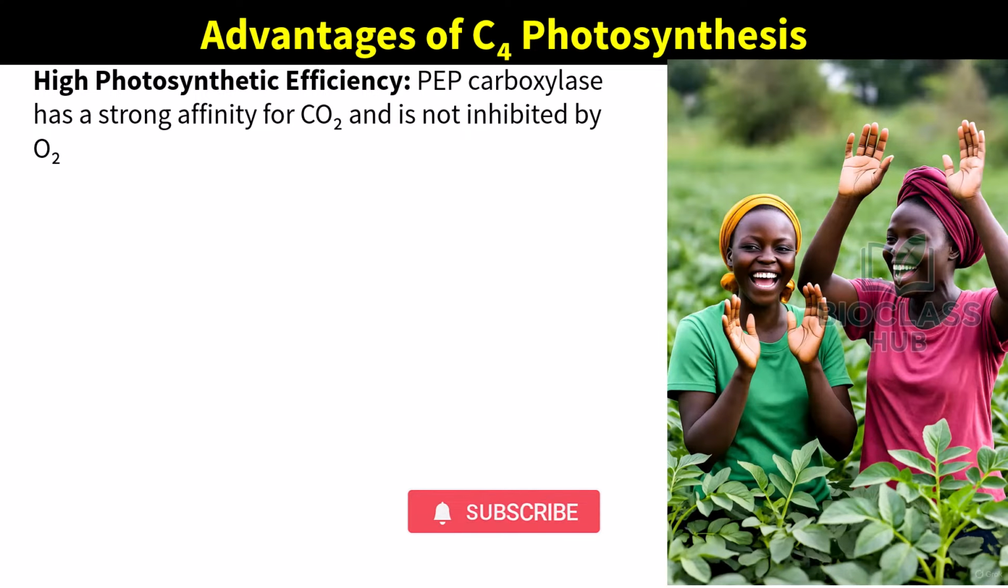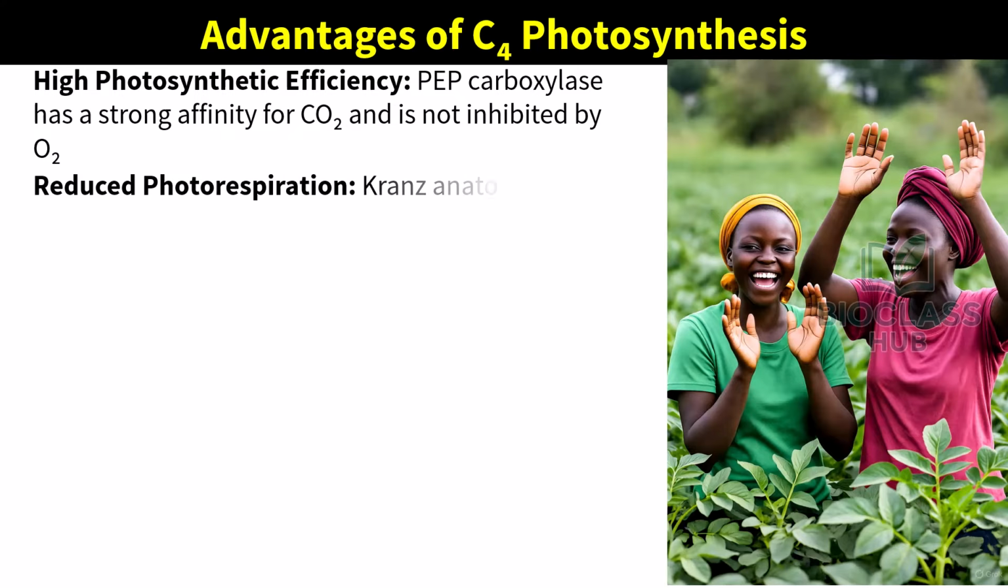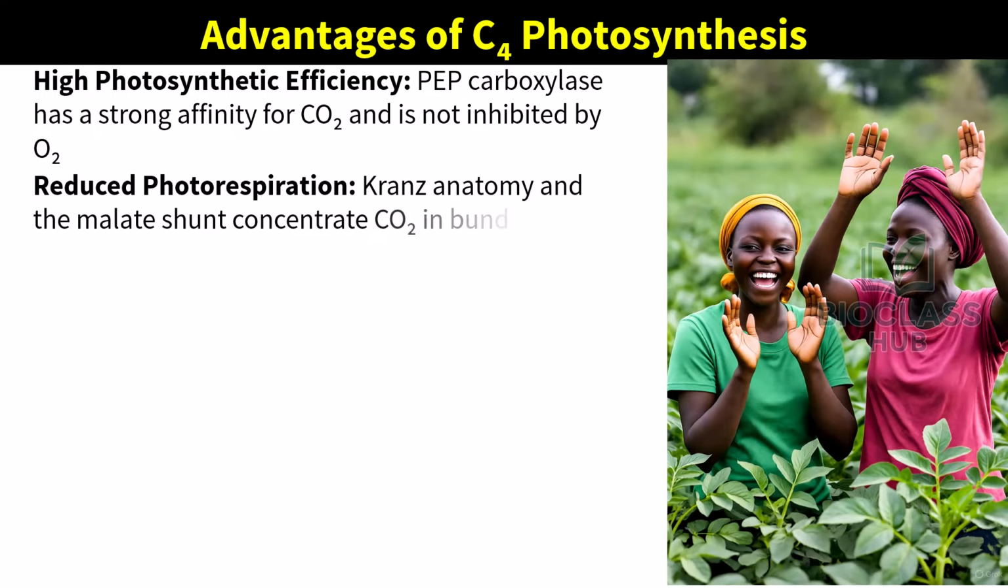High photosynthetic efficiency. PEP carboxylase has a strong affinity for carbon dioxide and is not inhibited by oxygen, enabling rapid and continuous fixation even at low carbon dioxide concentrations. Reduced photorespiration. Kranz anatomy and the malate shunt concentrate carbon dioxide in bundle sheath cells, minimizing oxygen interference with Rubisco.